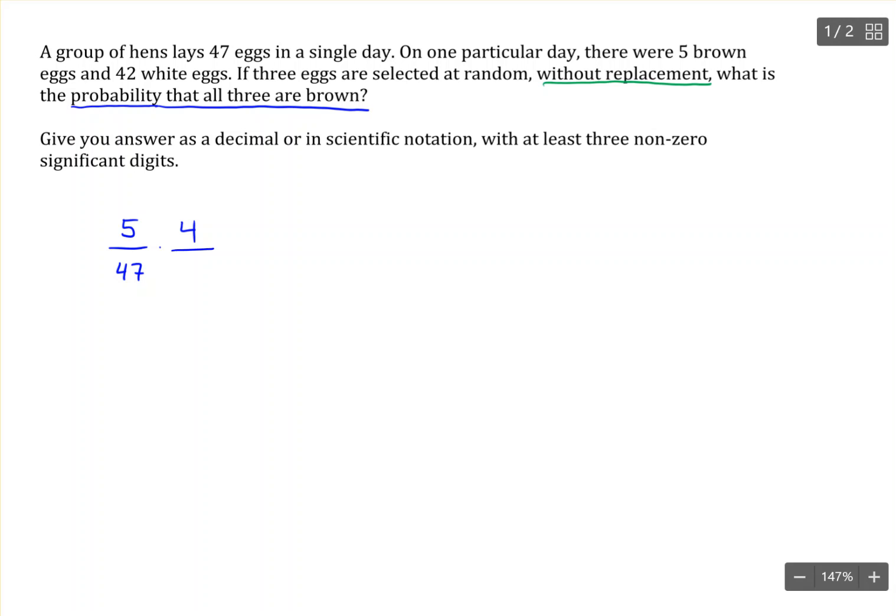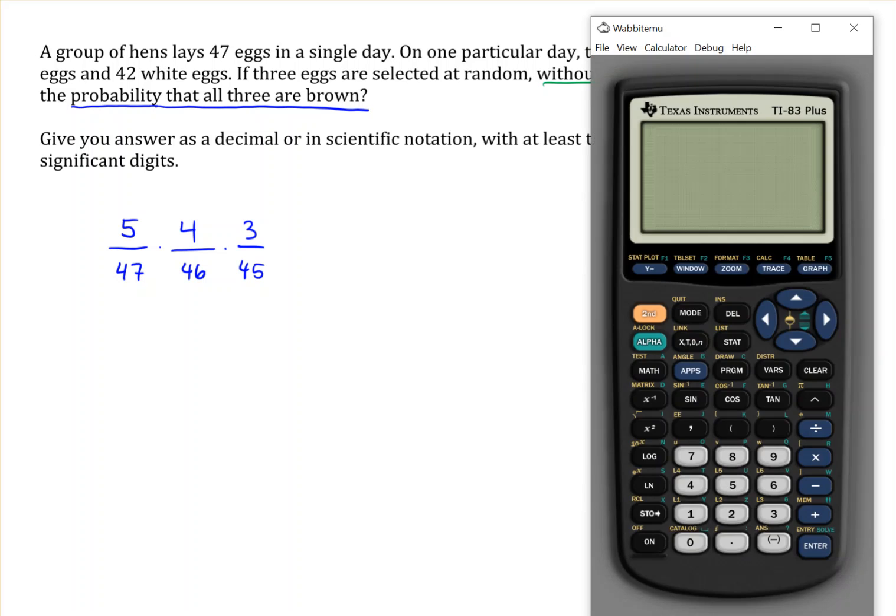And then the next egg, then the total number of eggs reduces by 1 as well. And then the next egg becomes 3 over 45. So that's the probability of all 3 eggs being brown without replacement. What we need to do is figure out what this value is as a decimal. So we'll get the calculator out and see what it says here.